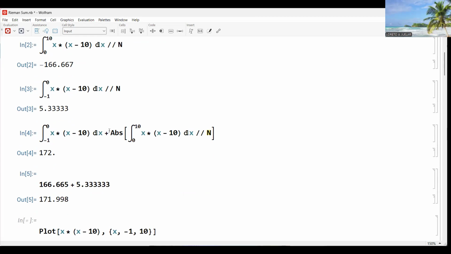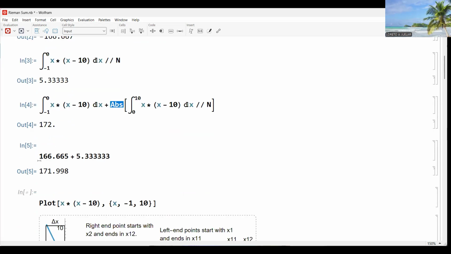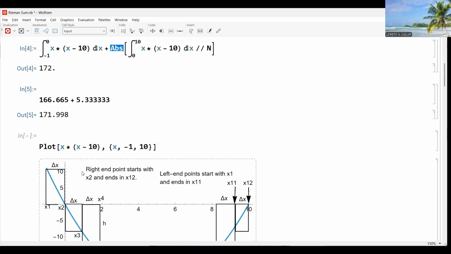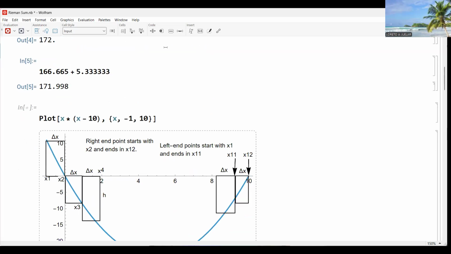Then the area from negative 1 to 0 plus the area from 0 to 10 is 172. But we have to first find the absolute value of the area under the curve here. So this is 166.665 plus 5.33. So that is 171.998. So approximately this is 172. So we have the area. This is positive. So this is 5.33.